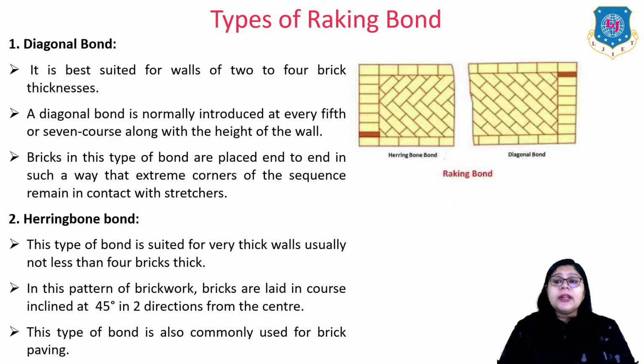But when I talk about the herringbone bond, this type of bond is suitable for very thick walls, usually not less than 4 brick thick. In this pattern of brickwork, bricks are laid in courses inclined at 45° in two directions from the center. This type of bond is also commonly used for brick paving. Again, you can see this from this image.